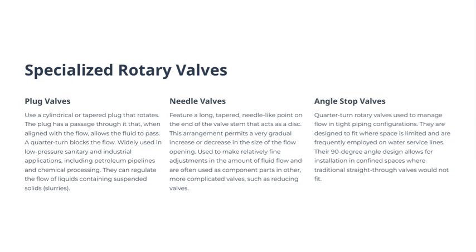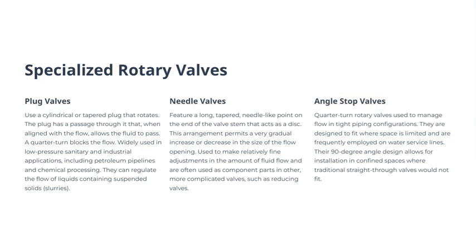Moving on to angle stop valves, these feature a long, tapered, needle-like point on the end of the valve stem that acts like a disc. This design lets you make very fine adjustments to the flow rate by gradually increasing or decreasing the size of the opening. Because of this precision, they're often used for fine-tuning fluid flow or as components within more complex valve systems, such as reducing valves.